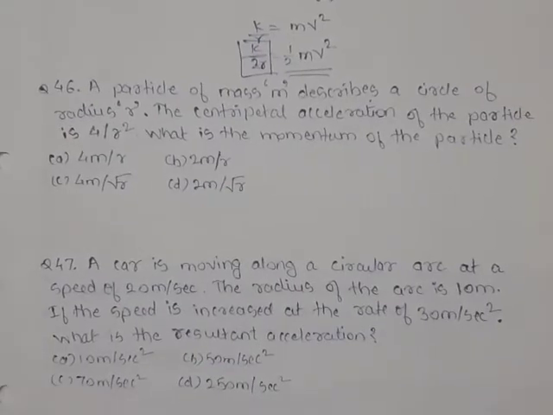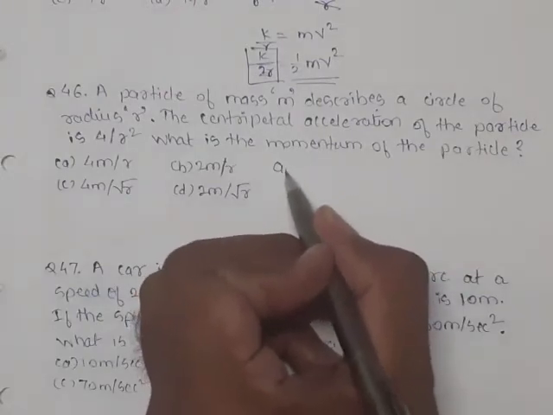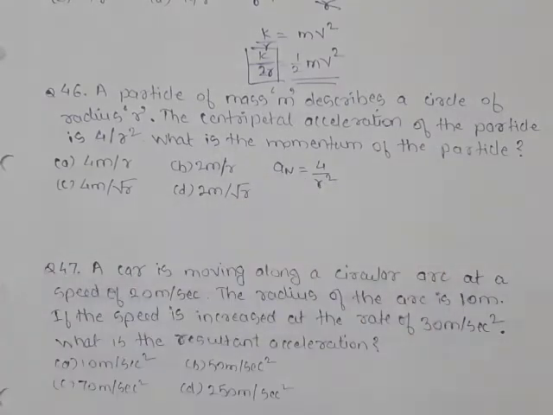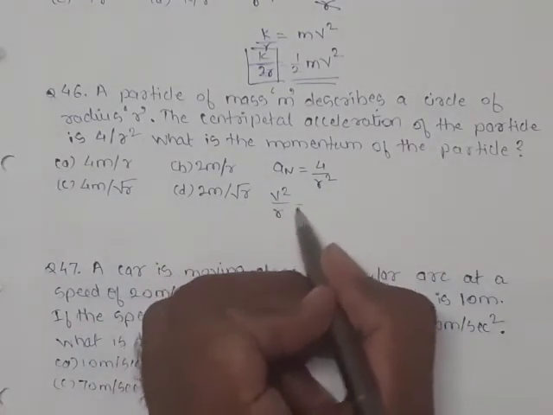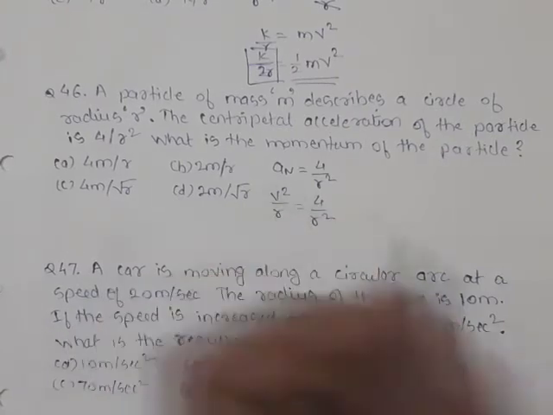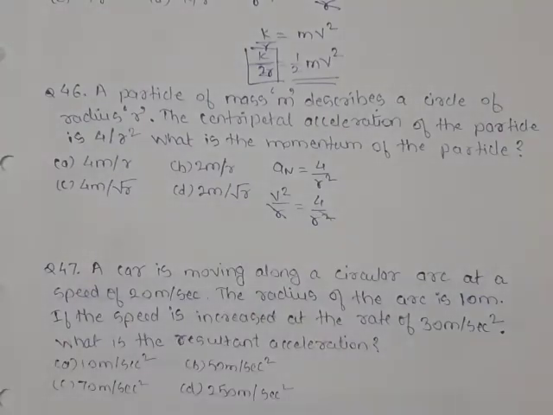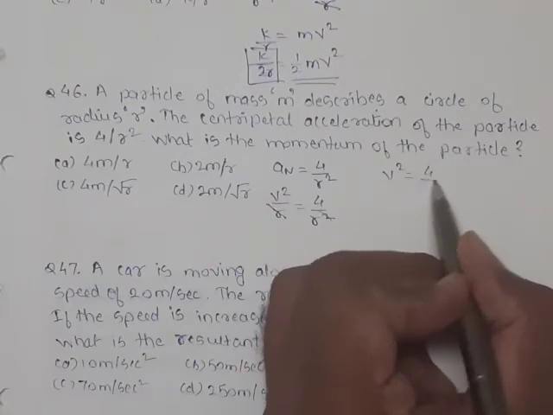A particle of mass m describes a circle of radius r. The centripetal acceleration of the particle is 4 upon r square. What is the momentum of the particle? So here an is given. An equals 4 upon r square. We already know that an is nothing but v square upon r, equal to 4 upon r square. So this r and this r square, remaining is 4 upon r. So now we have v square equal to 4 upon r.